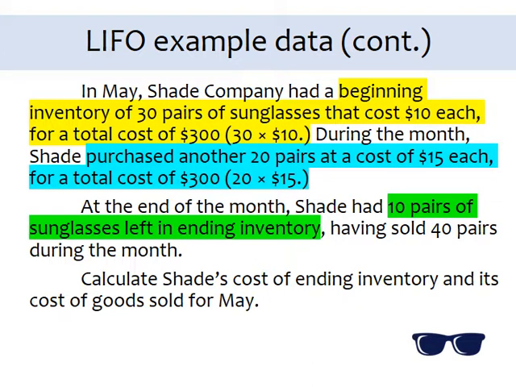At the end of the month, the company had 10 pairs of sunglasses left in ending inventory. We don't know the cost of those sunglasses in ending inventory, so we are going to have to apply LIFO principles to get that cost. And finally, the company sold 40 pairs of sunglasses during the month. Again, we do not know the cost of those sunglasses sold, and that is why we are applying the LIFO method.